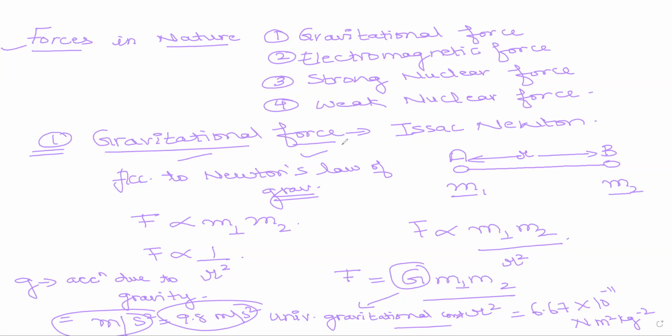You people are already using the small g. You have already done the numericals till 10th standard. Sometimes it was given in the question that small g is equal to 10 meter per second square. If it was not given, you were using this value as 9.8 only, right? Yes, ma'am. There is a relation between capital G and small g.